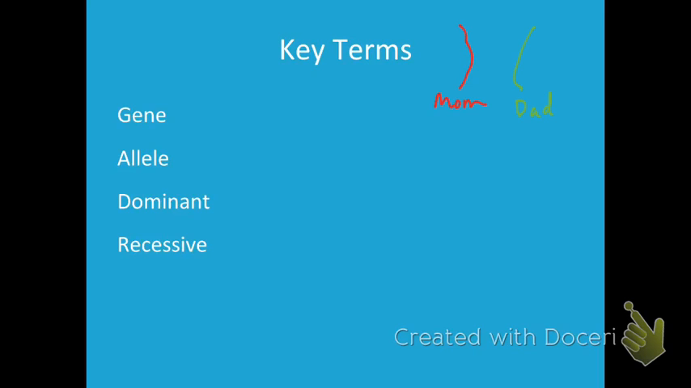So what is a gene? A gene is a section of DNA that codes for some type of trait. So it is a DNA that codes for a trait, a physical trait of some sort. And so remember, the trait is comprised of two copies, one from mom and one from dad.